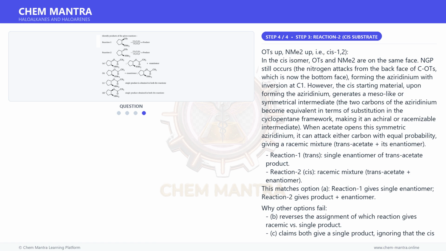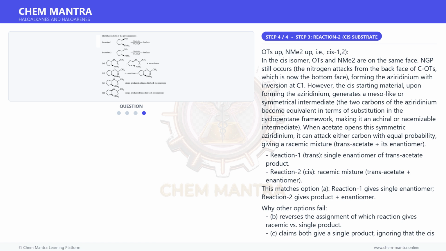Reaction 1. Trans, single enantiomer of trans acetate product. Reaction 2. Cis, racemic mixture, trans acetate plus enantiomer. This matches option A. Reaction 1 gives a single enantiomer, reaction 2 gives product plus enantiomer.